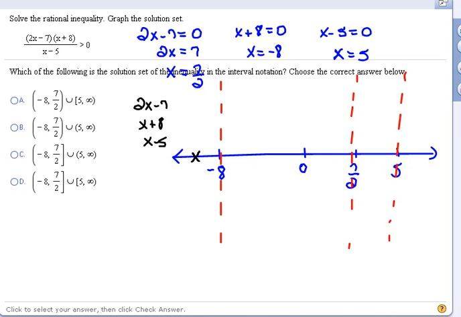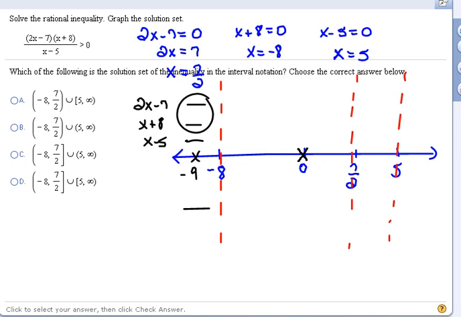So let's choose something over here, maybe say negative 9. Negative 9 minus 5 would be a negative number. Negative 9 plus 8 would be a negative number. And 2 times negative 9 would be negative 18, minus 7 would be a negative number. Now remember, we're going to be multiplying these and then dividing by that. So this would be a positive when we multiply them, divided by negative would be negative.